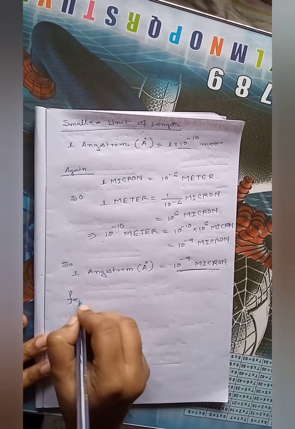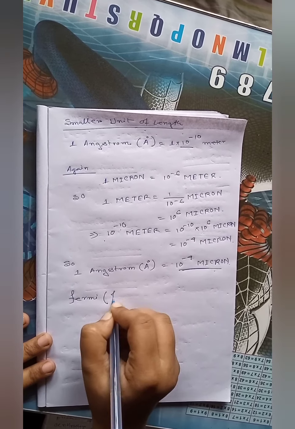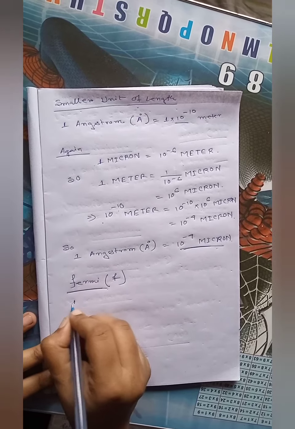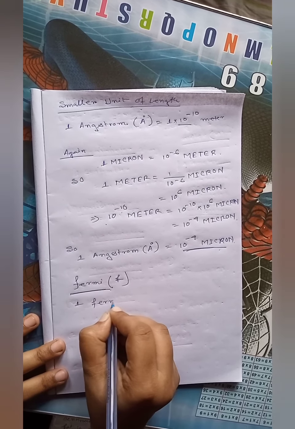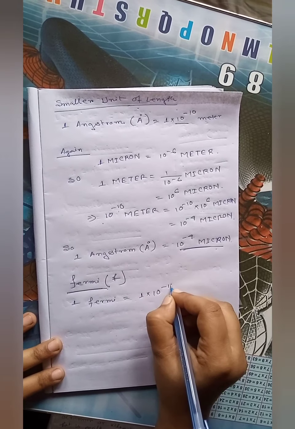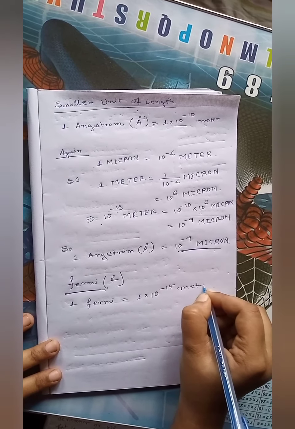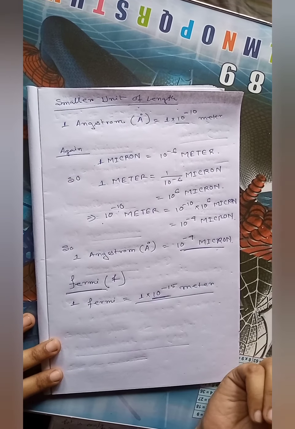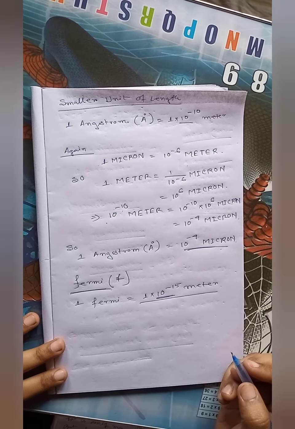Okay, Fermi, which is denoted by F. So 1 Fermi equals 1 into 10 to the power minus 15 meter. Here we can see the meaning of Fermi is 10 to the power minus 15.